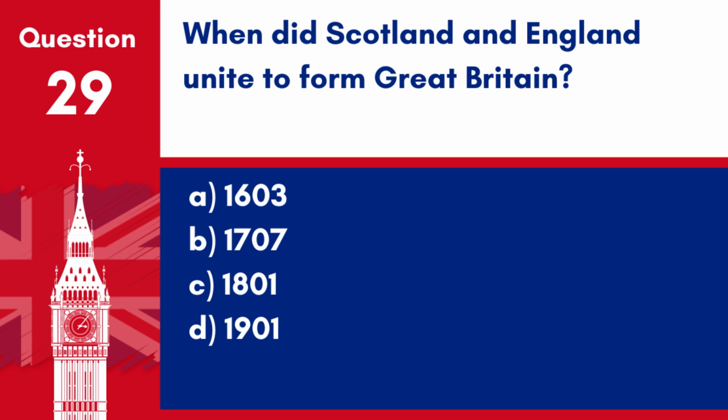Question 29. When did Scotland and England unite to form Great Britain? A. 1603. B. 1707. C. 1801. D. 1901.